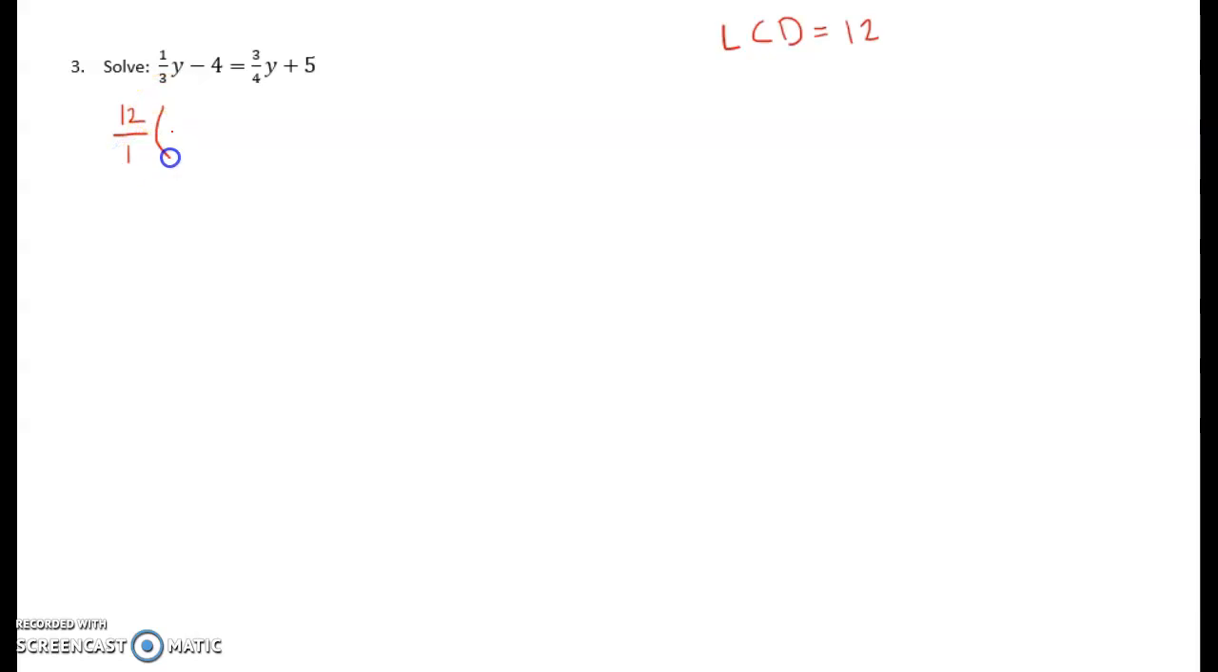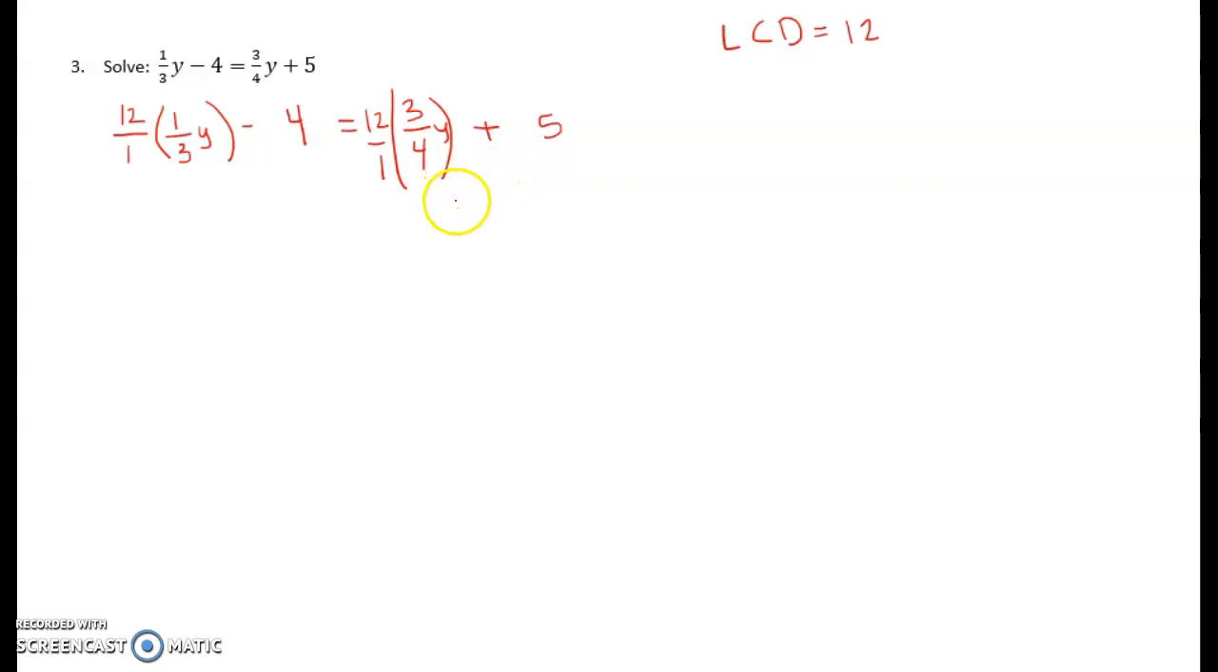So 12 over 1 times 1/3 y minus 4 equals 3/4 y times that 12 over 1 plus 5. Is that right? Did we multiply each term by 12?